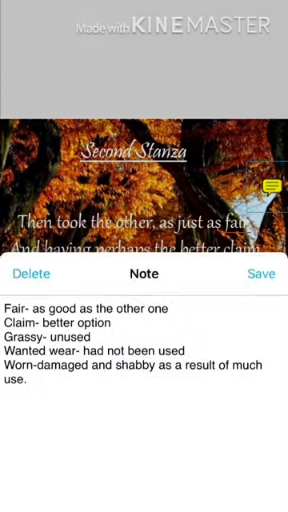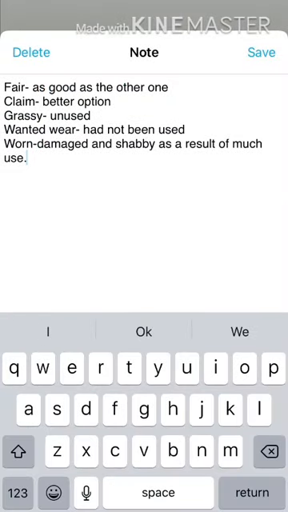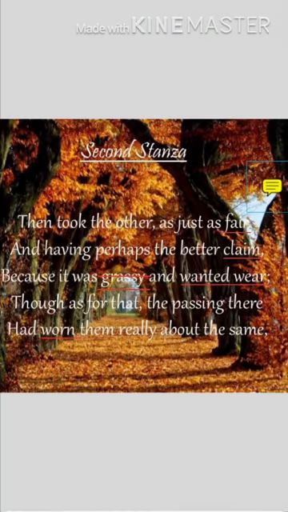So here fair means as good as the other one. Claim is the better option. Grassy here means unused, which is not used much by the people. Wanted wear means had not been used much. Worn means damaged and shabby as a result of much use.